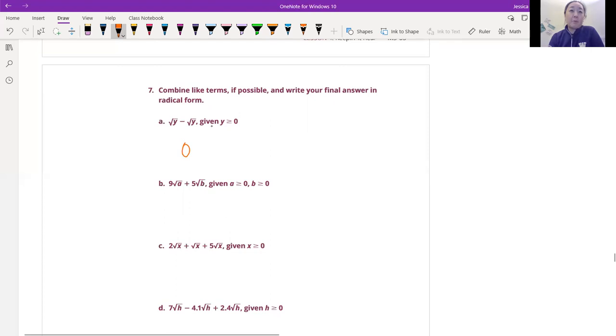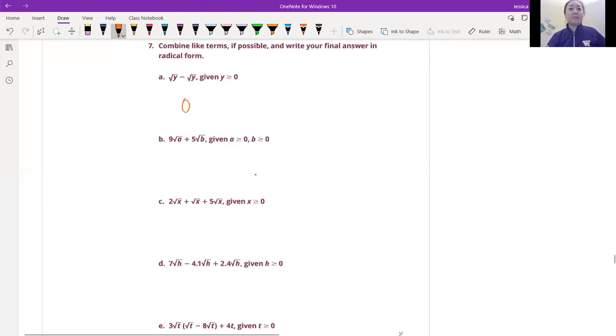Is this part important, given y is greater than or equal to 0? Yes and no. Does it affect our calculations? No, it doesn't, but it is being more precise. It is going to help us determine whether we need to put absolute values or not. Since this is just 0, there are no variables. 0 will never be negative. It's just 0.